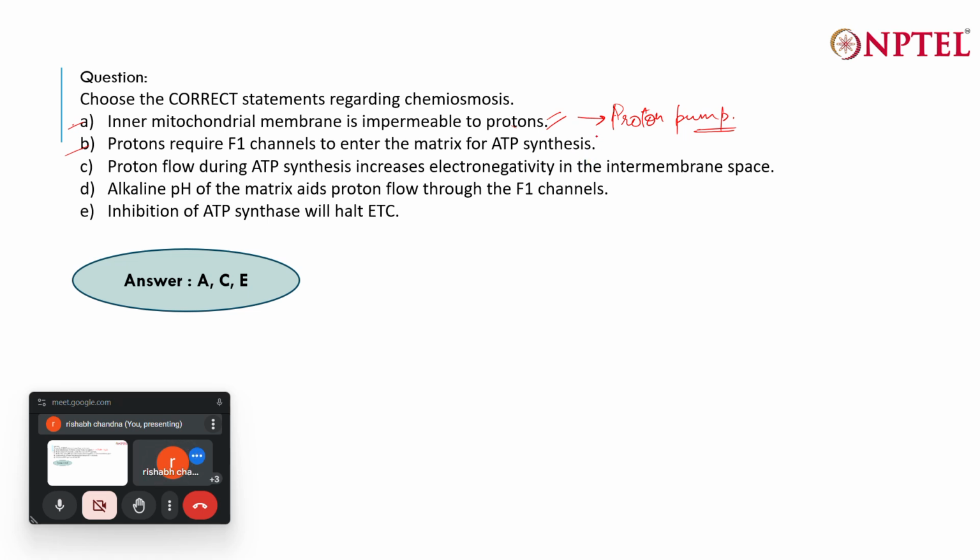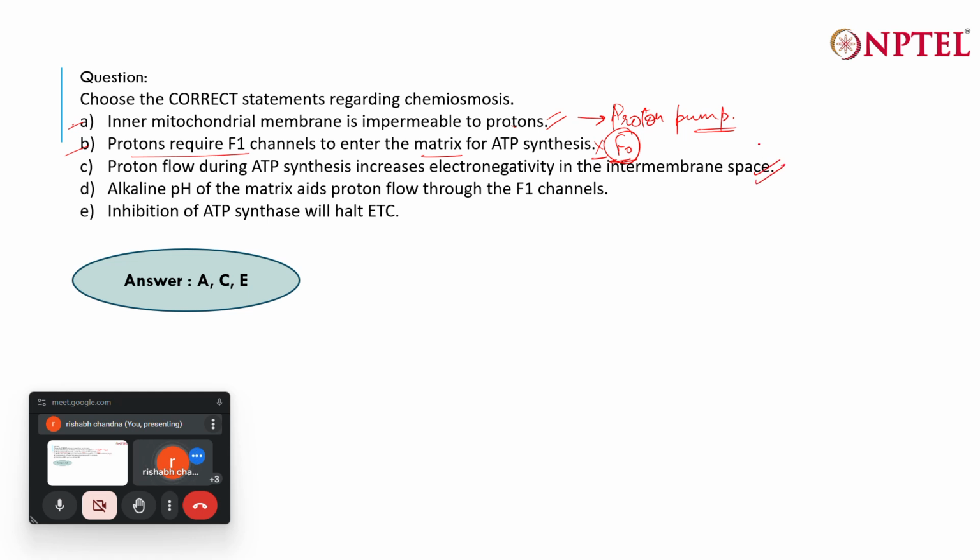No, F naught is the pump that is the channel. Okay, that actually helps protons to enter the matrix for ATP synthesis. So this is false. Proton flow during ATP synthesis increases in electronegativity in the intermembrane space.